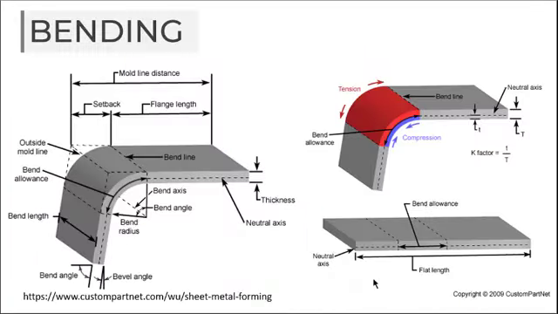Bending. Bending is a metal forming process in which force is applied to a piece of sheet metal, causing it to bend at an angle. When the sheet is bent, there is tension at the outer side and compression at the inner side. The neutral axis is a boundary line inside the sheet metal along which no tension or compression forces exist.